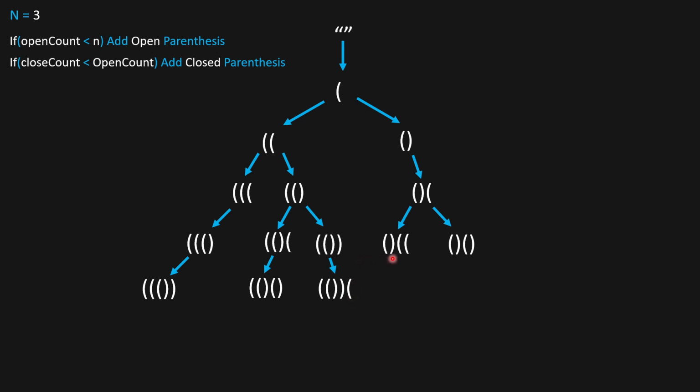Then we're going to apply it to this one. We have 3 opens and 1 closed. So this one is going to get ignored because we have 3 opens, and we're going to execute this line because we only have 1 closed and 3 opens. So let's add a close parenthesis here.